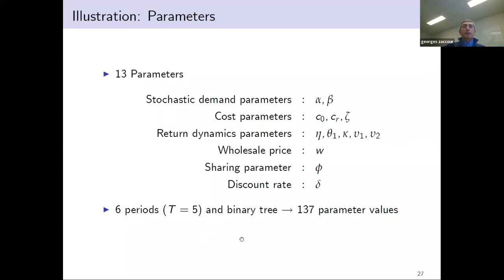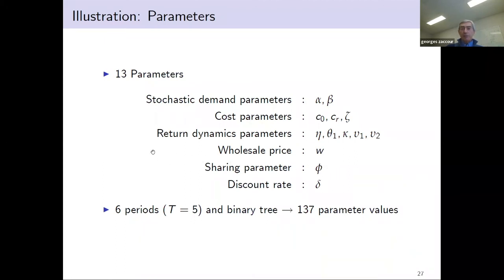Okay. So what we can get from here is essentially numerical results. And now we need to organize a little bit the numerical simulations. Let me recall here that we have 13 parameters, 2 parameters related to the demand function. We have 3 cost parameters, the initial cost and the reduction due to the return and the marginal cost of green activities. In the dynamics of the returns, we have a number of parameters that I have shown previously. We have the wholesale price. And as I said, in this revenue sharing setup, the revenue is given exogenously.